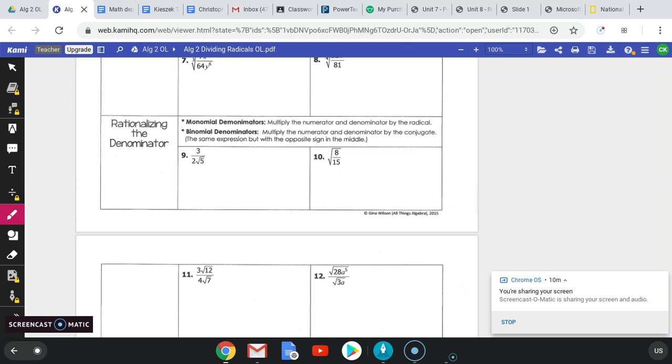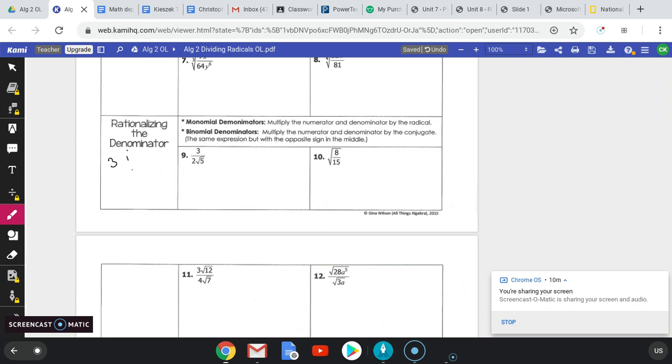Remember in the beginning of the year when we did a little bit of vocabulary? Monomial means there's only one term. To get rid of the square root in the bottom, or wherever it may be, you multiply the numerator and denominator by that radical. If it's a binomial, in other words, if there's two things in the bottom of my fraction, then I have to multiply by what we call the conjugate. If you remember back when we did imaginary numbers, if I had this, the conjugate was minus i. As it says here, the same expression, but the opposite sign in the middle.